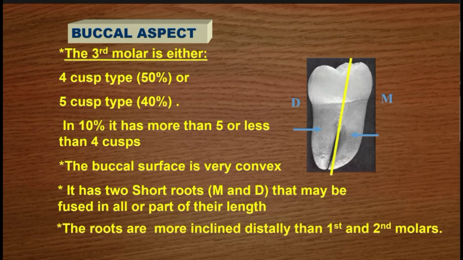Roots are more inclined distally than first and second molar. Okay, distal inclined. In the first molar, the distal root is distal inclined, the mesial root is going mesial first, then going to distal, then coming to the mesial, like this. So the second molar is a little bit distal inclined. Third molar is more distal inclined.